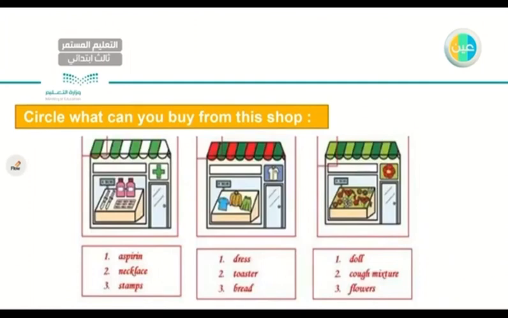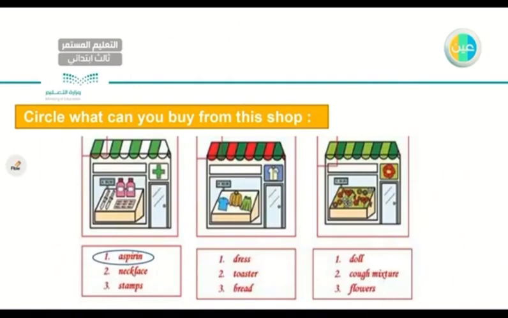Now I have different shops with different items. Circle, what can you get from each and every shop? For the first one, I have a pharmacy. What can you get from a pharmacy, my dear student? Let me read the options. We can buy aspirin, necklaces, or stamps. What do you think? What can we get from a pharmacy? You are absolutely right. We only can get medication, medicines.